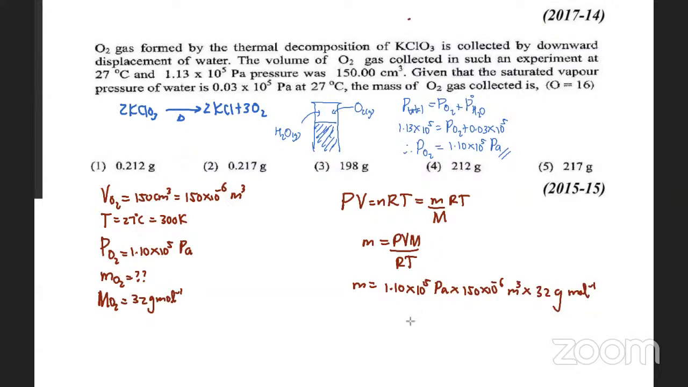Now for R, what value are we going to choose? Temperature is 27. So I think it would be easier if we used 25 by 3 for R. Do you agree with me? 25 by 3 joule per mole per Kelvin, multiplied by temperature. Temperature is 300 Kelvin. If you put 8.314, the simplification will be complicated, I think. So let's see if we can simplify this and get the answer.